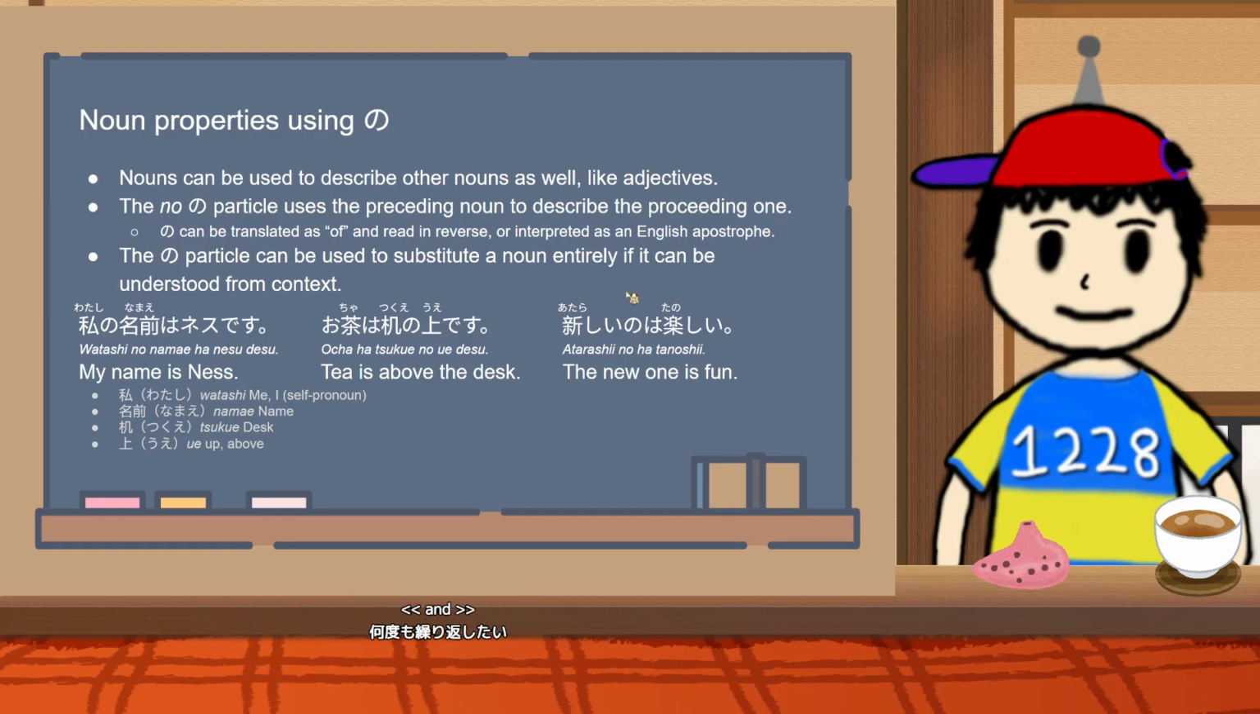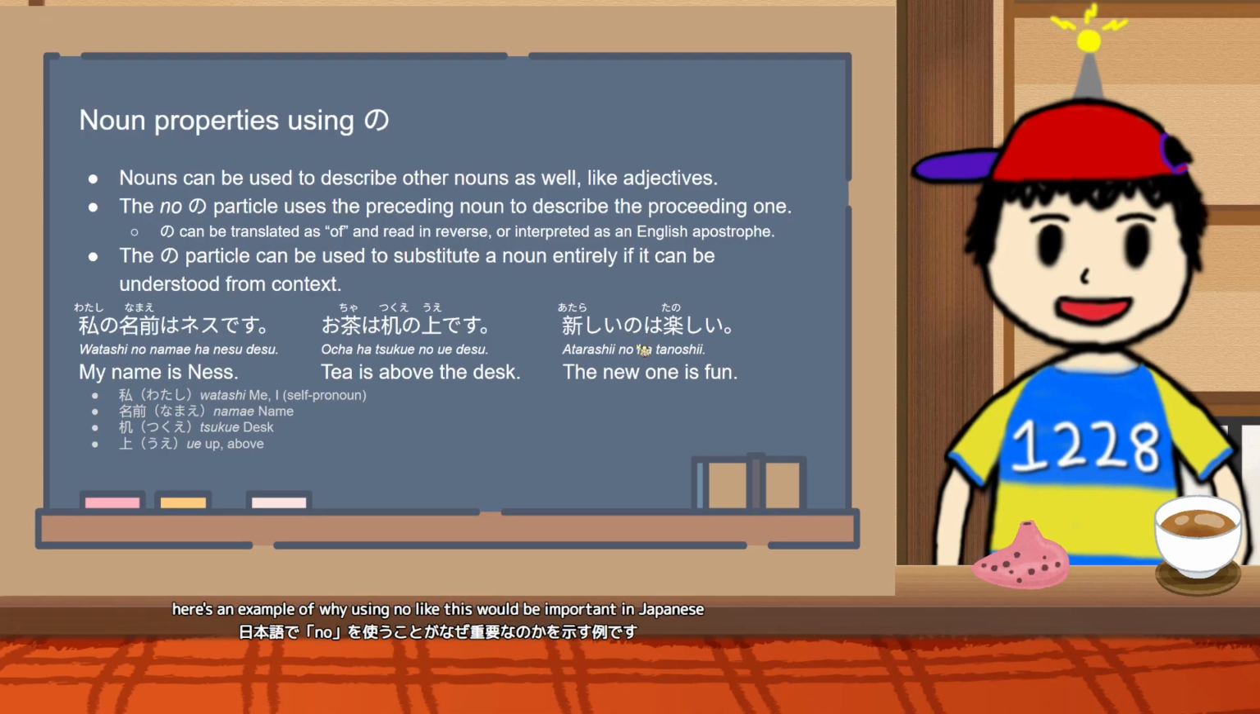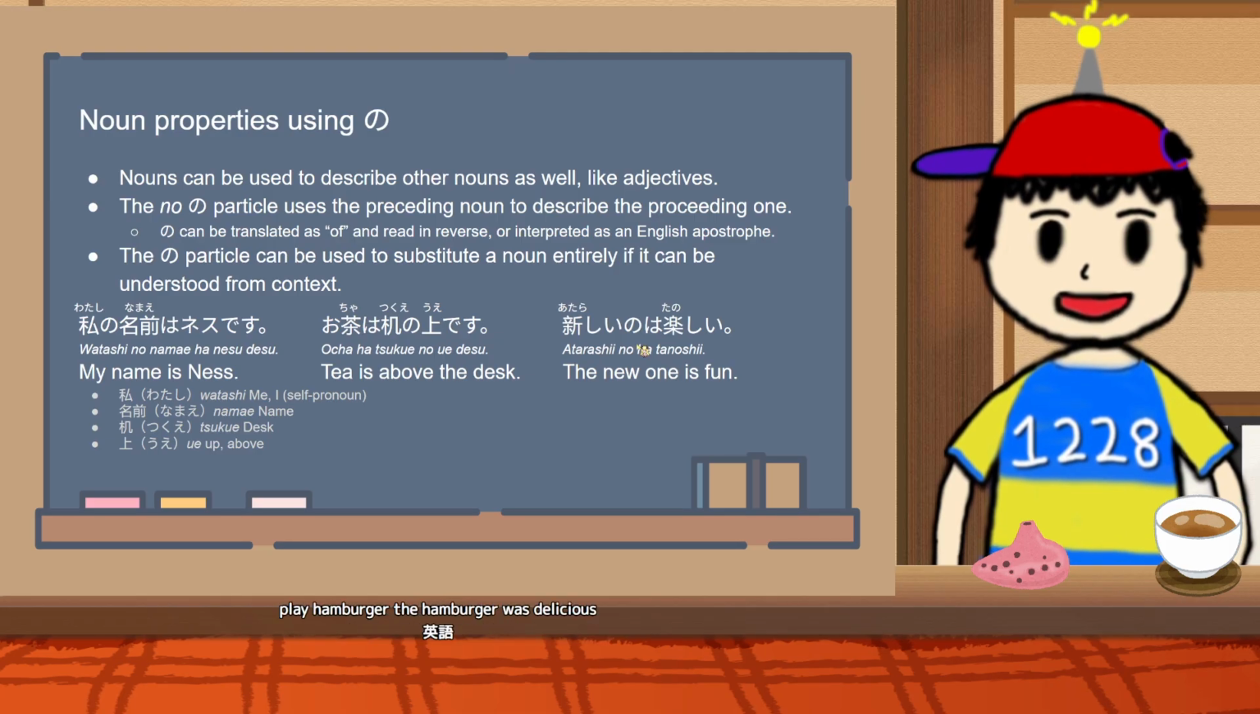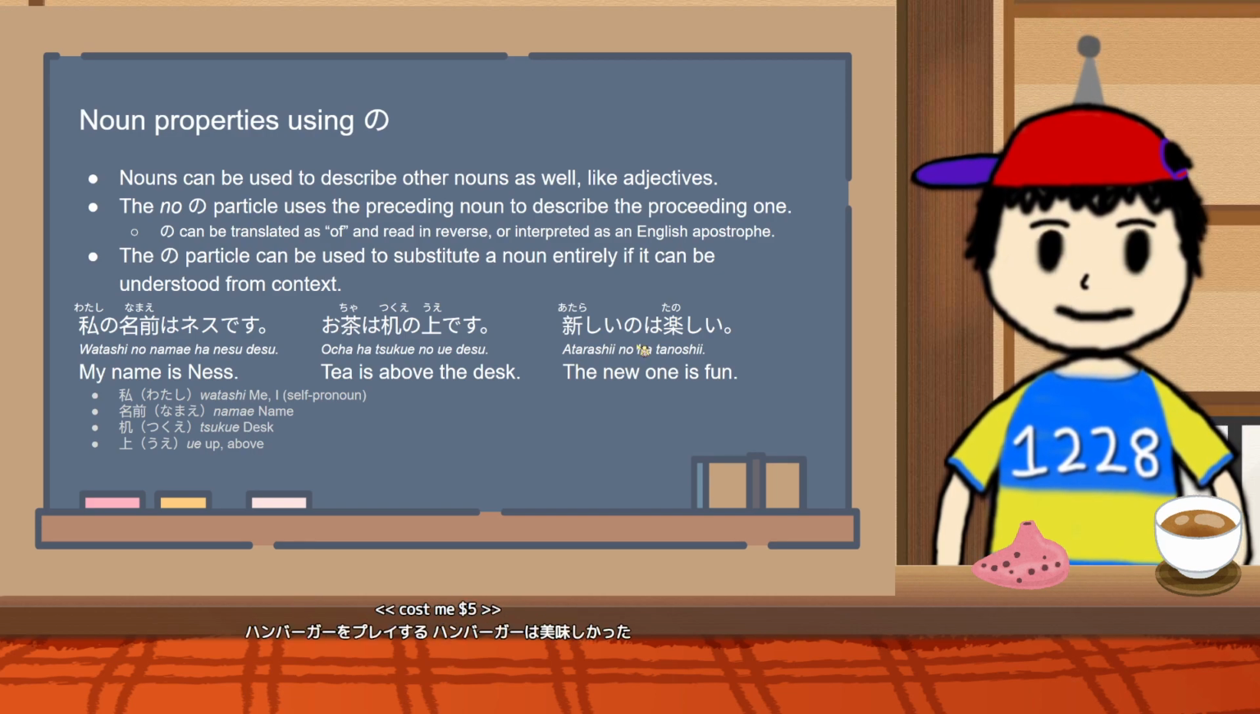And how we do that in English is by saying it. For example, here's an example of why using no like this would be important in Japanese, spoken in English. I ate a hamburger. The hamburger was delicious. The hamburger cost me $5. The hamburger spilled on the floor and stained my shoe.